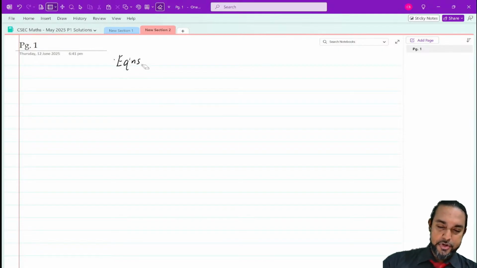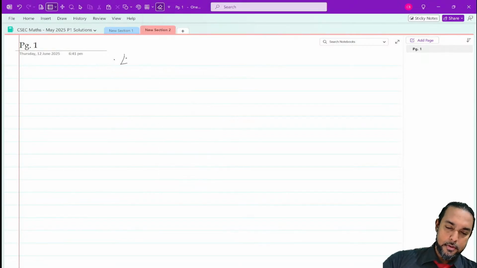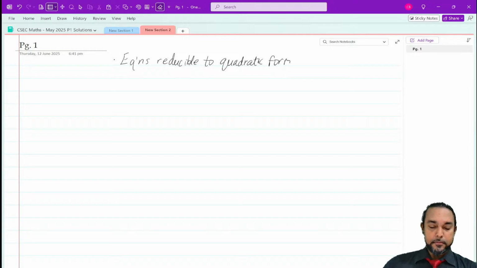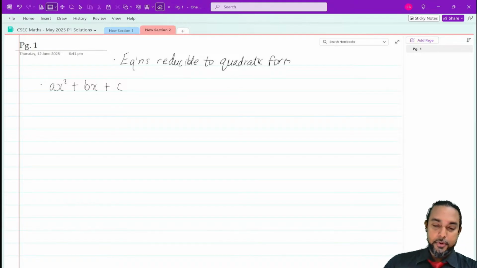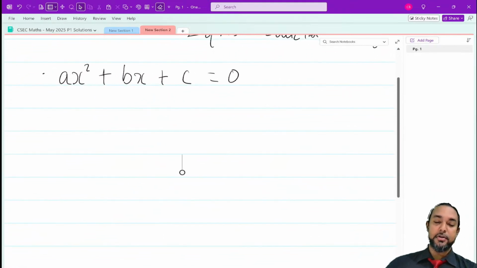Right, so equations reducible to quadratic form. Okay, so we know that a quadratic equation has a generic form of ax squared plus bx plus c, and you can put it equal to 0 if it's an equation. Now, what I want you to observe here is the progression of the powers of x.